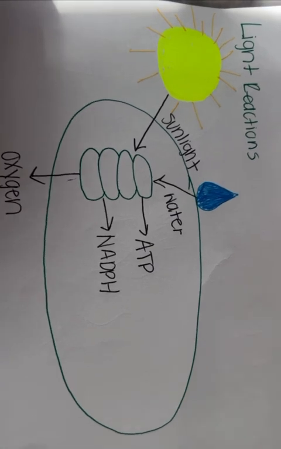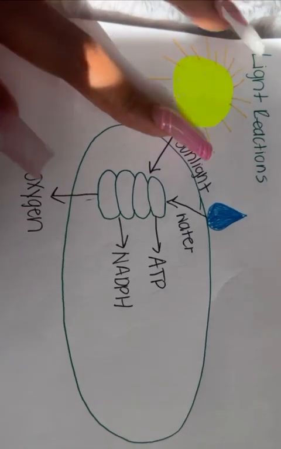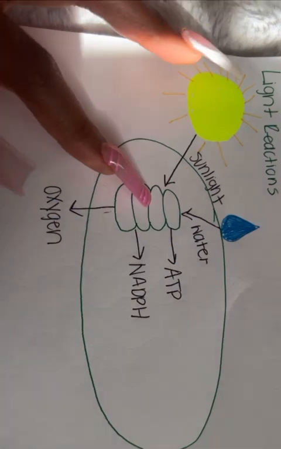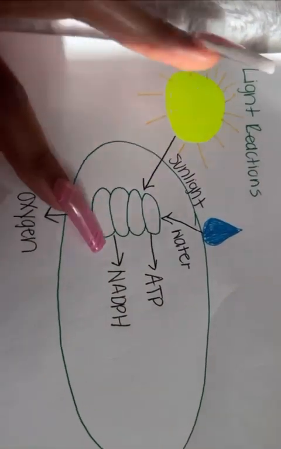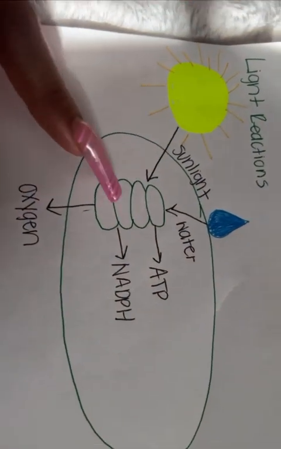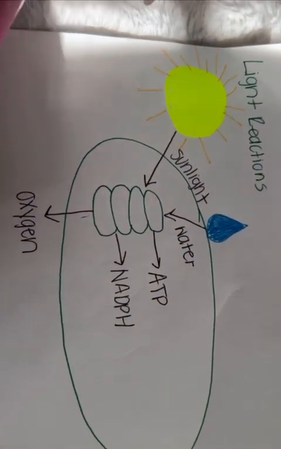In the process of light-dependent reactions, sunlight travels from the sun through the leaf and the chloroplast until it gets inside the thylakoid. One single one of these is a thylakoid.